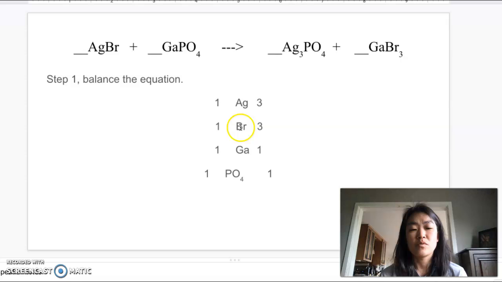And then I see there's bromine. I see there's 1 bromine over here, and I see there's 3 bromines over here, so I put a 1 and a 3. And then I went to gallium, and I saw there was 1 over here and 1 over here. And then finally, I grouped phosphate all as 1 polyatomic ion right there. So I see 1 phosphate over here, and 1 phosphate over here. So that's my first thing I would do when I'm trying to balance an equation.